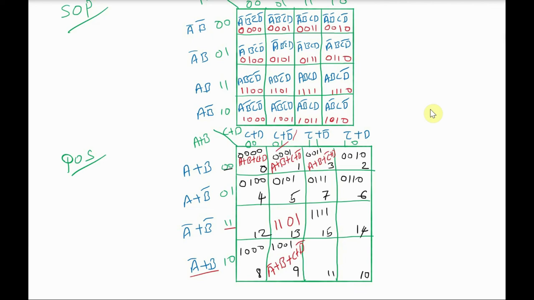So remember this numbering of each cell also. This is also required in our problems. Now this is all about the introduction to kmap, how the kmap is drawn, the skeleton of kmap. Next session we will see the mapping of kmap and simplification of kmap.